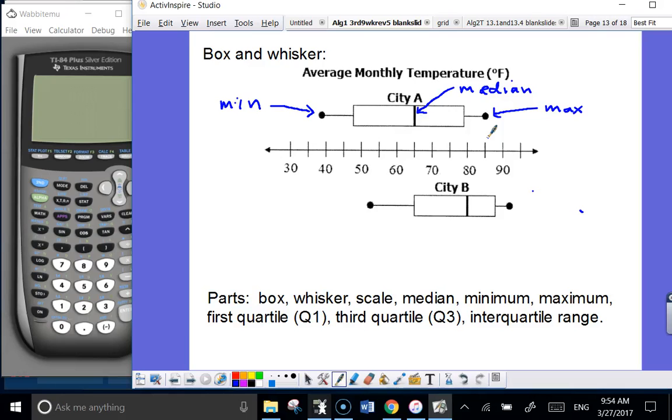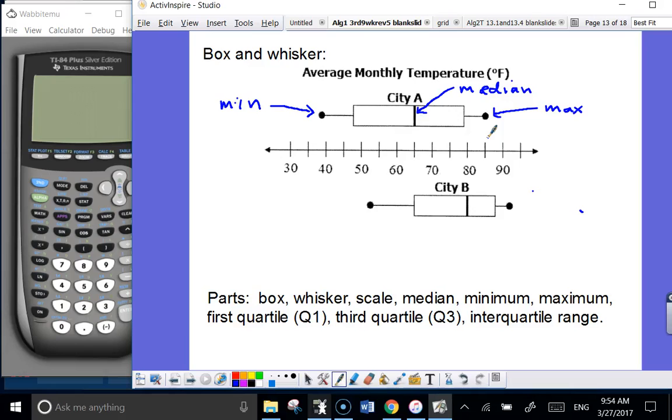So now, what does the median represent in a set of data? Remember what it was? Because we just did it. It's the middle value, right? So the middle value is there. That means that there's 50% of the data to the left, and there's 50% of the data to the right.